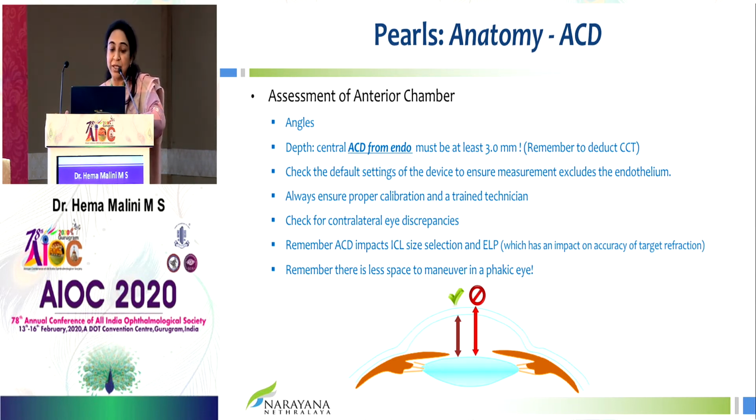Also make sure that the machine is properly calibrated and a trained technician does it all the time, because your entire yes or no to do an ICL implantation essentially depends on the anterior chamber depth. Also look for contralateral eye discrepancies, in the sense that if your right and left ACD values don't match, then it's actually a red flag. You need to pay more attention to that. And the important thing to remember here is that there is very little space for you to maneuver inside a phakic eye when you do an ICL implantation, and essentially the crux of this depends on your anterior chamber depth.